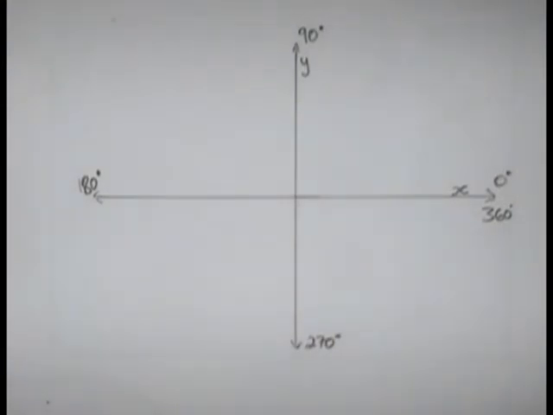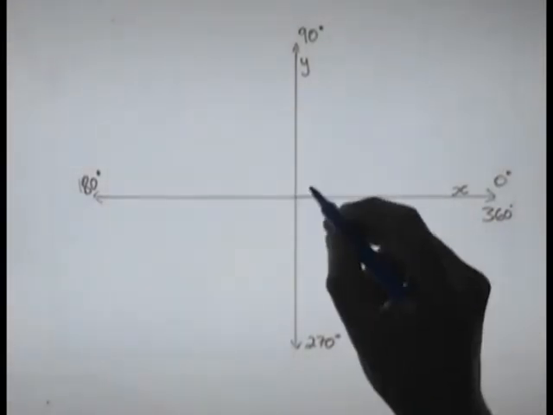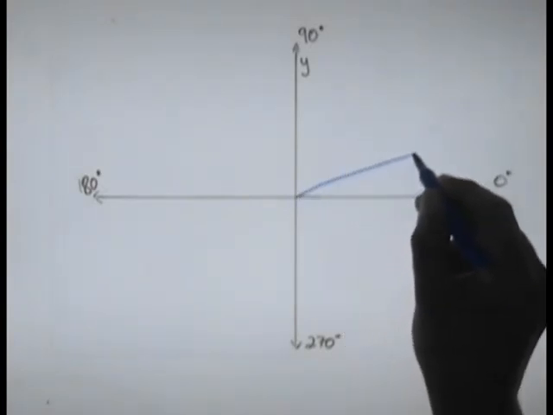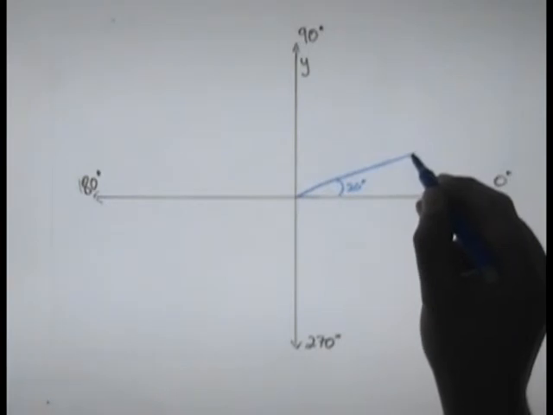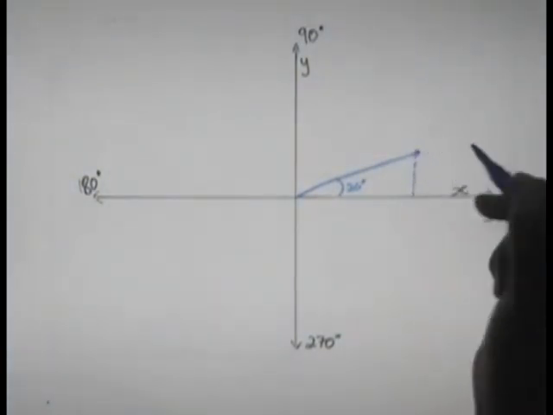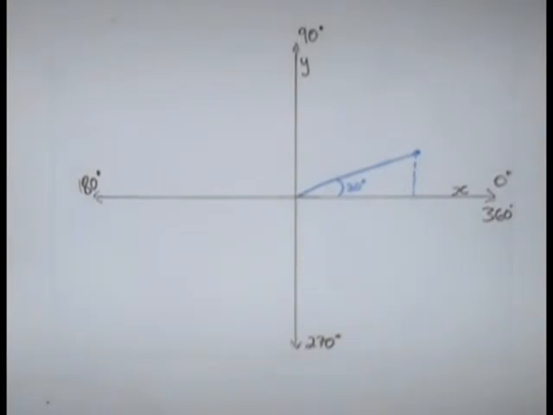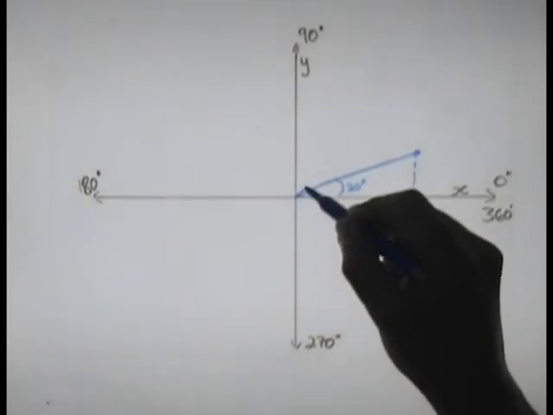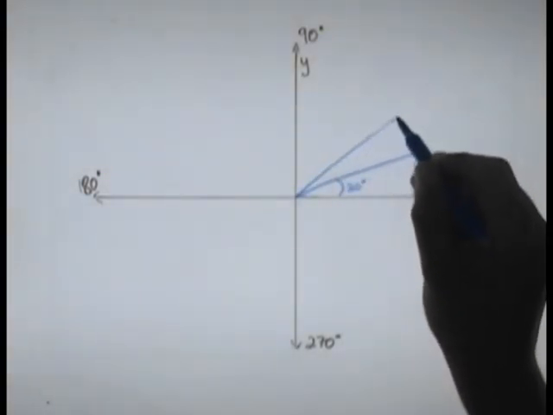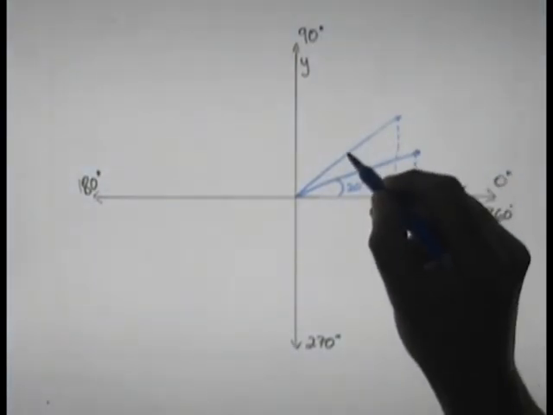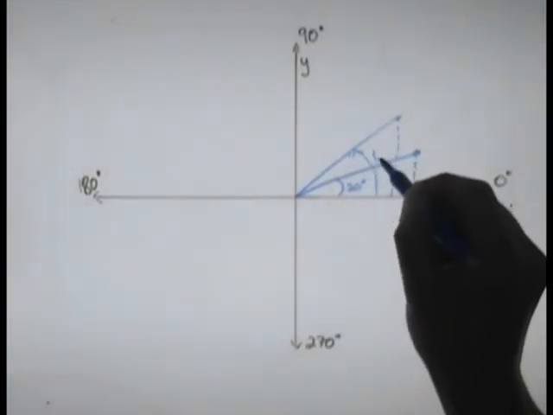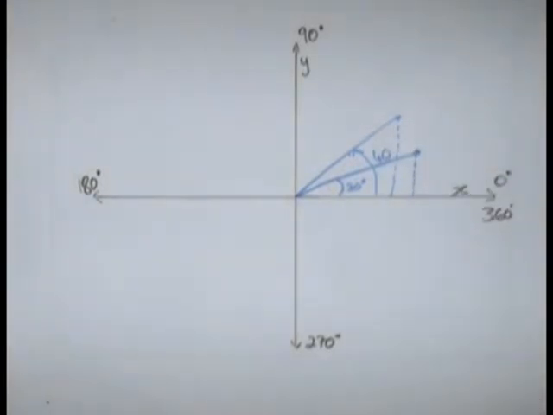The first angle I asked you to sketch was 20 degrees. 20 degrees is going to come somewhere over here. That's 20 degrees, and that's the angle sketched. We don't need to put anything else on it just yet. 40 degrees is going to be double 20, and it's going to be somewhere over here, and that's the angle 40 degrees.